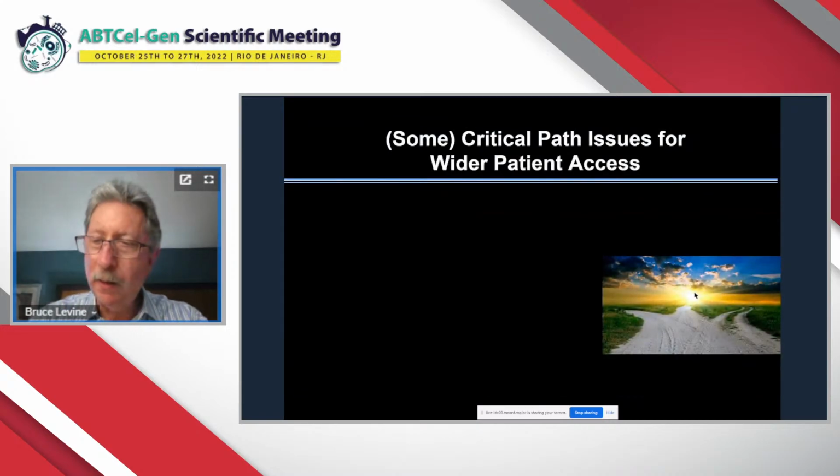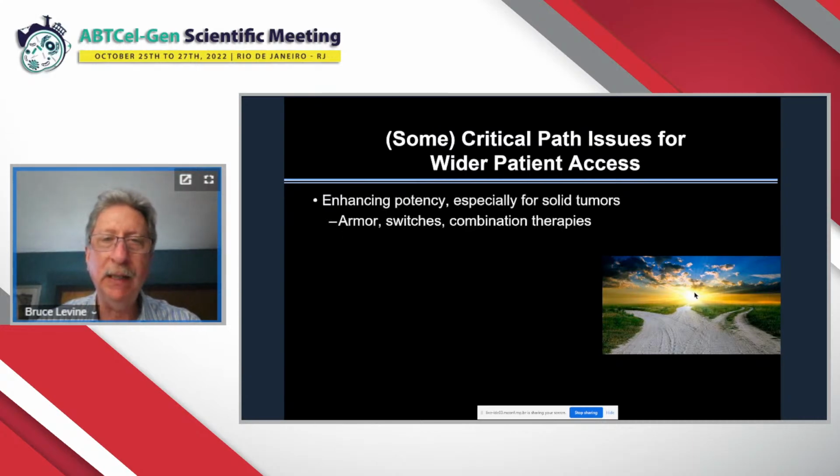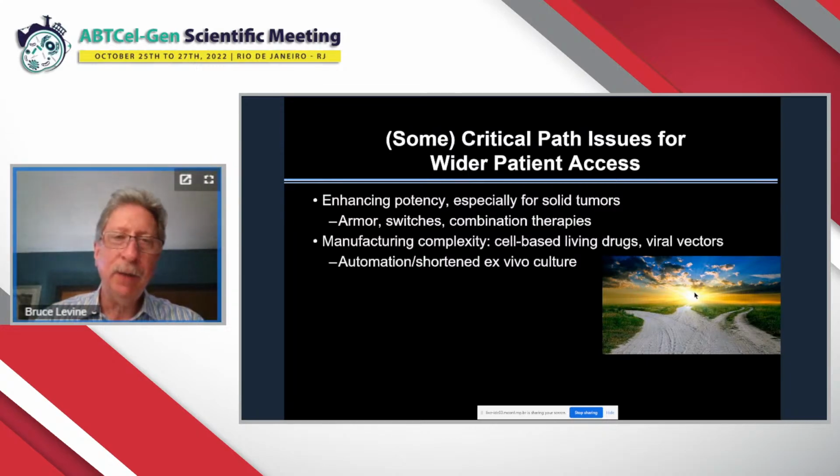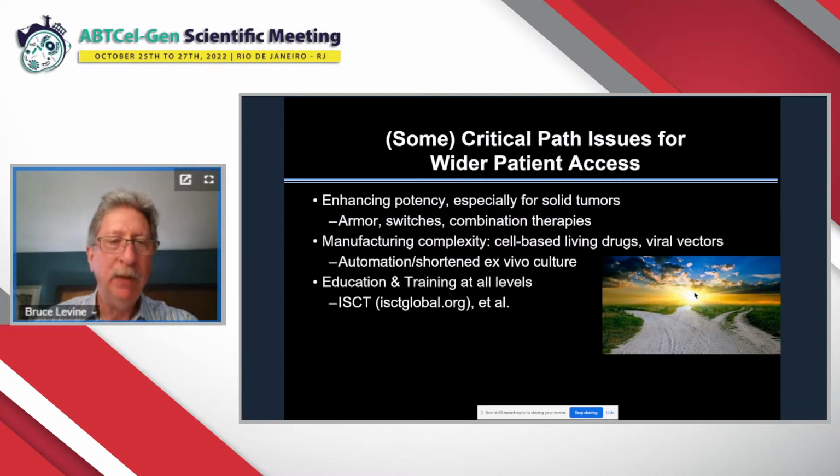And so we look for the further developments of engineered cell therapies, but what are some critical path issues for wider access? We need to work on enhancing potency, especially for solid tumors, by incorporating some of these tools. Ex vivo manufacturing is complex. We need to shorten the culture and integrate automation. We need education and training at all levels.